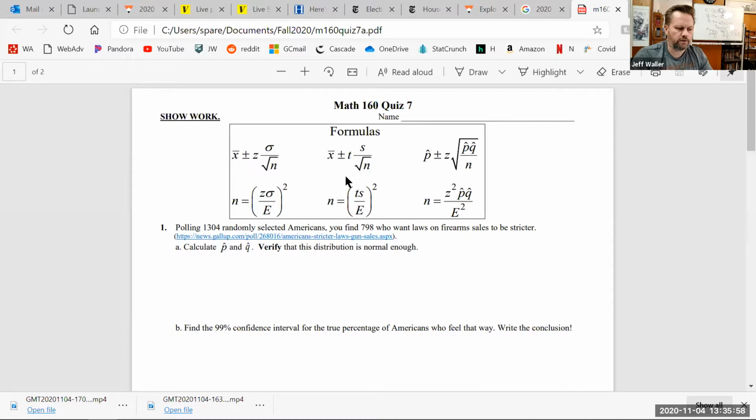How do I know I have to use this equation? Because it's asking me for a sample size, n. So it's got to be one of these 3. And that's the only one that deals with t's and s's.